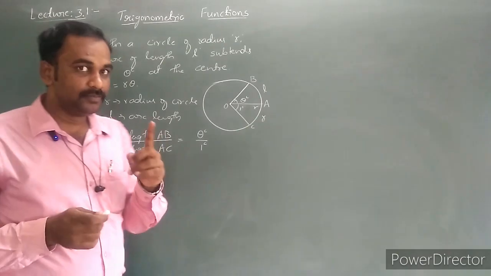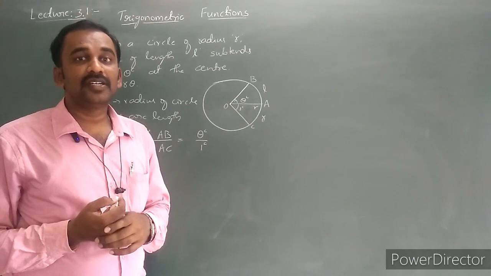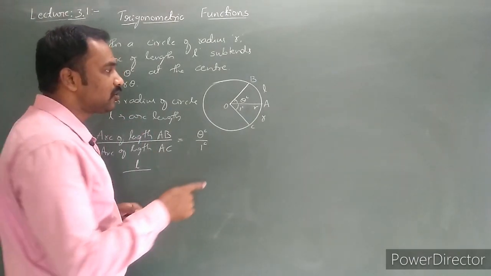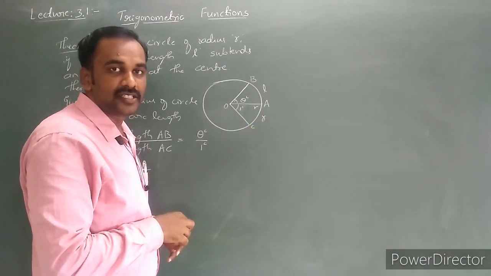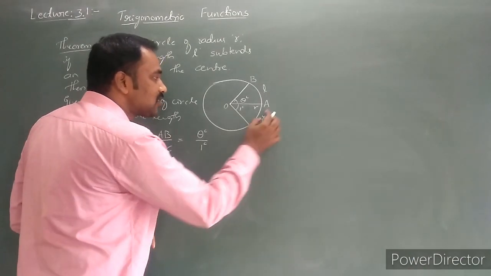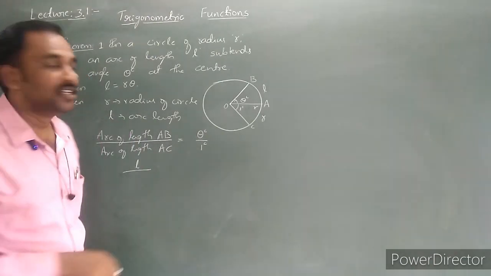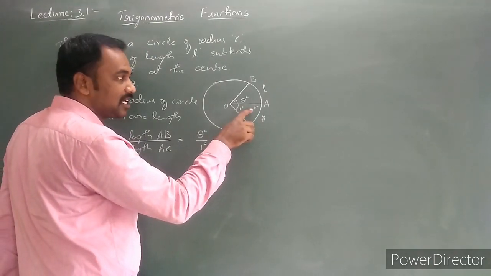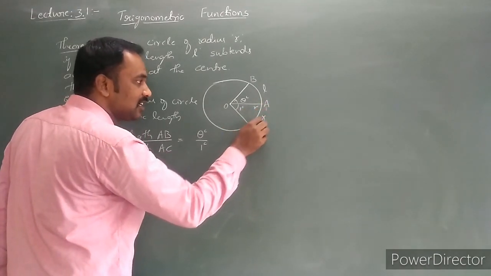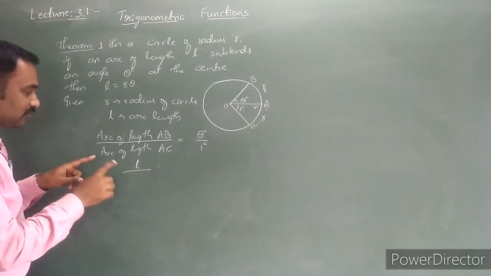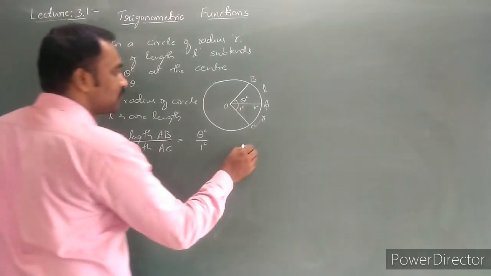Why is it R unit? What is the definition of the radian measure? 1 radian is equal to how much? When the radius of the circle is equal to the arc length of the circle, the angle subtended at the center of the circle is 1 radian. So based on the definition of the radian measure, the radius of the circle is r and the arc length is also considered as r unit. So arc length of AC can be replaced by r.